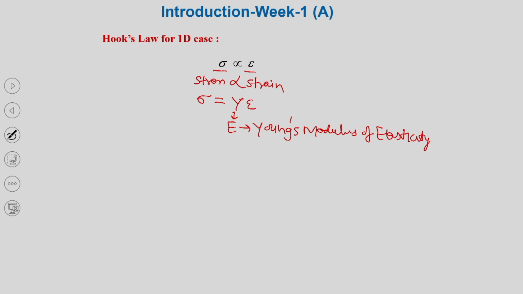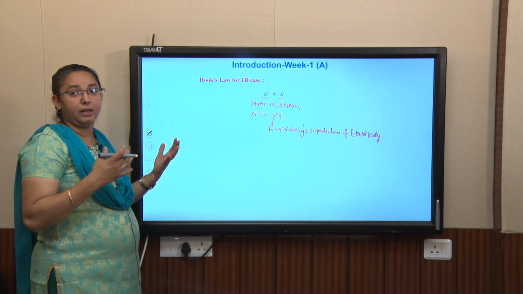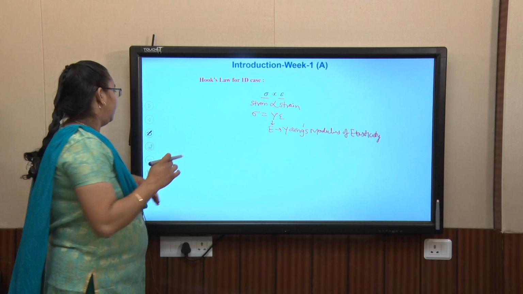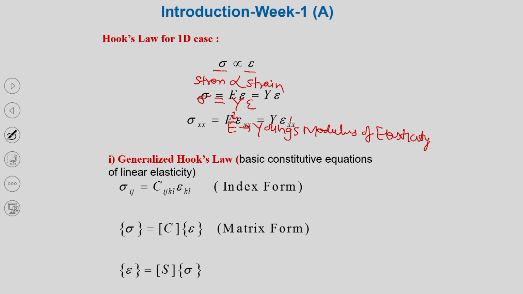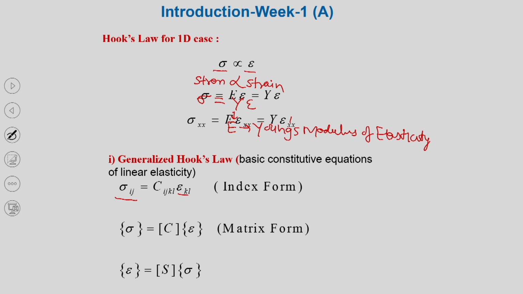If you have a plate or a shell in which you apply stresses in all 3 directions, then you will have strains in all 3 directions. So, we require a more general definition for this constitutive law. The general definition can be treated as sigma ij, a second order tensor, then stiffness and epsilon kl. This is the standard form of writing constitutive relations for the 3-dimensional case: sigma ij equals C ijkl epsilon kl. Or in matrix form you can write sigma equal to C epsilon.